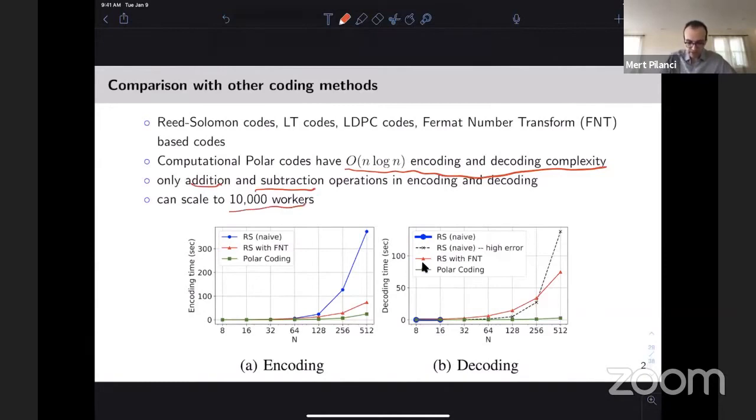And here's a comparison between Reed-Solomon codes and polar codes in encoding complexity.